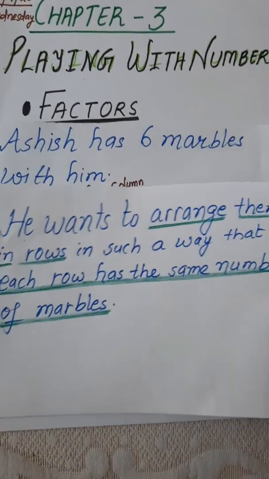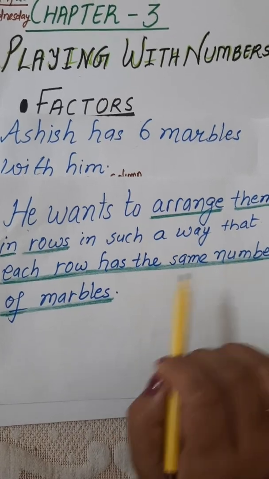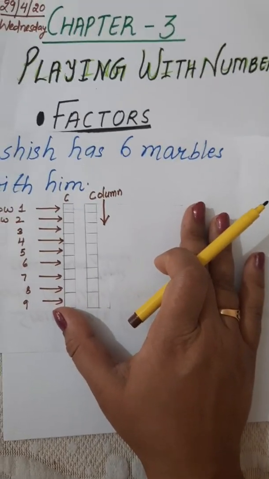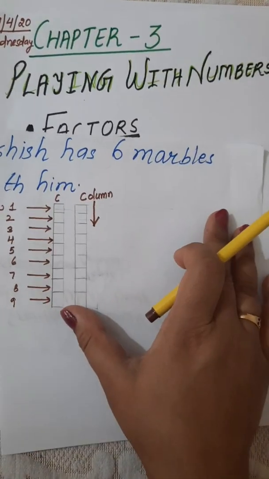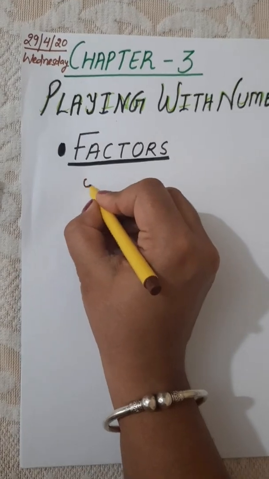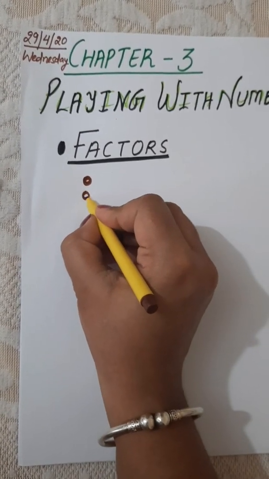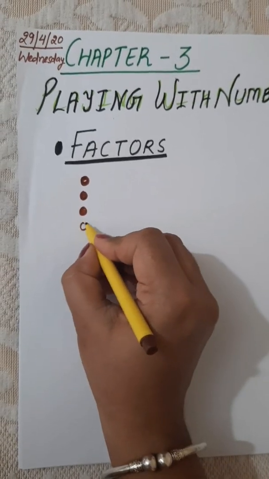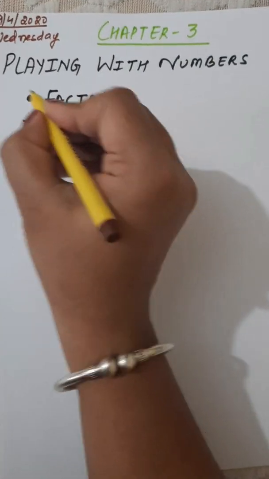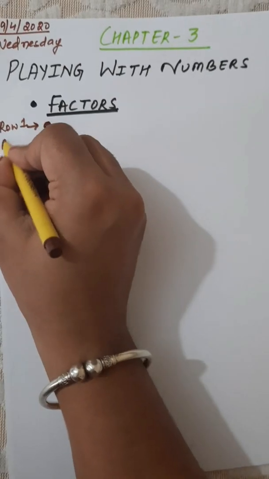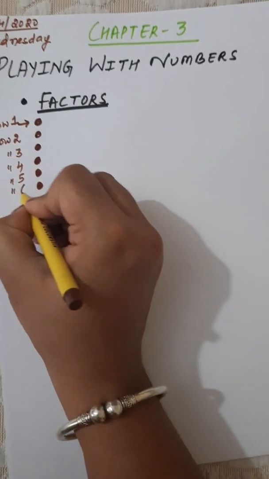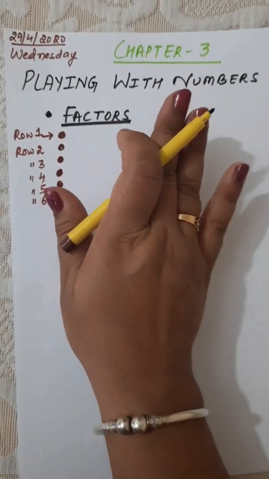But as in the activity, each marble has to be placed in rows. Ashish has 6 marbles and he has to place them in such a way that each row has the same number of marbles. So our first way to place the marbles: 6 rows, row first, row second, row third, then row fourth, row fifth and row sixth, with 1 marble in each row.